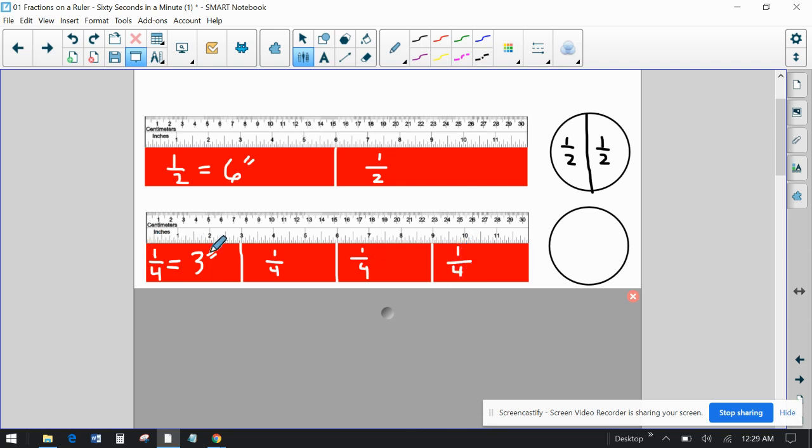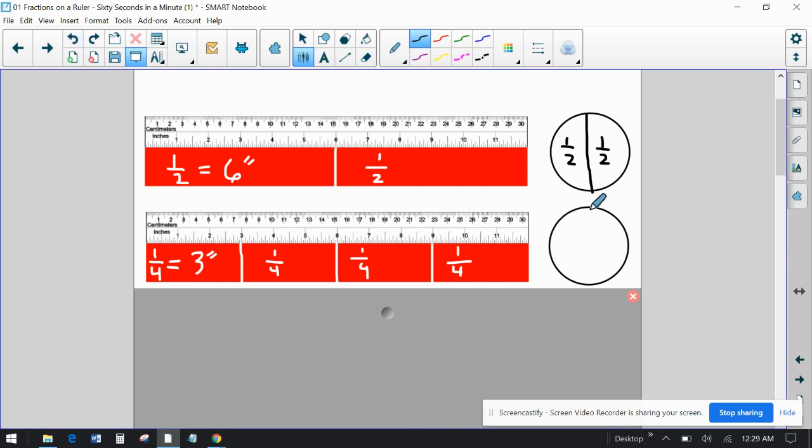And each chunk is the unit fraction 1/4, also known as quarters. So we have 1/4, 2/4, 3/4, 4/4, or 1/4, 2/4, 3/4, whole. And that makes sense if they're each 3 inches, because if we skip count by threes, 3, 6, 9, 12, it goes in 4 times. So every 3 inches is 1/4 of a foot.